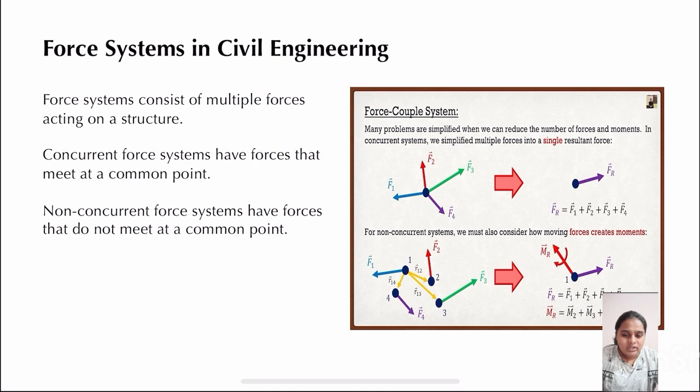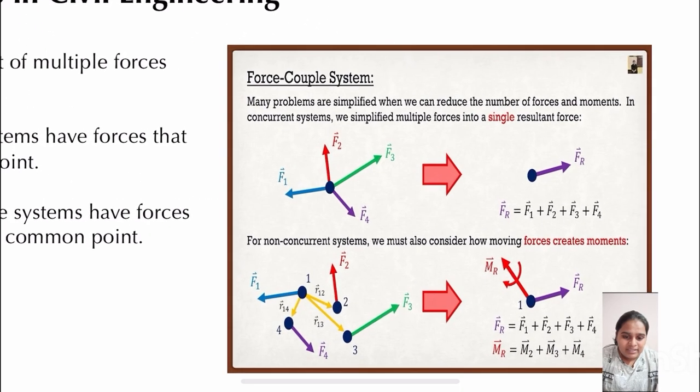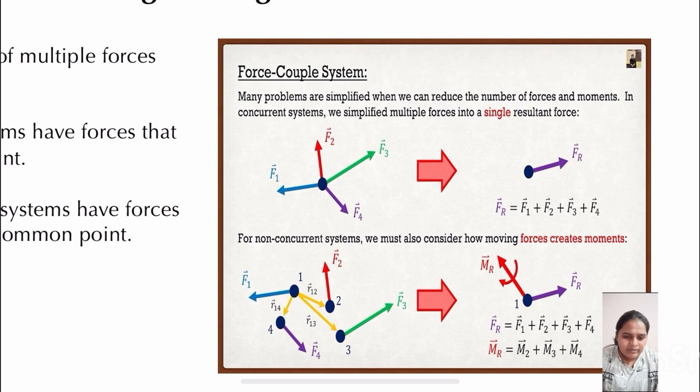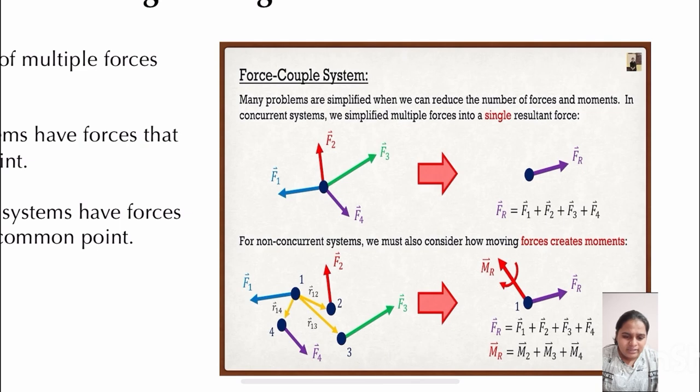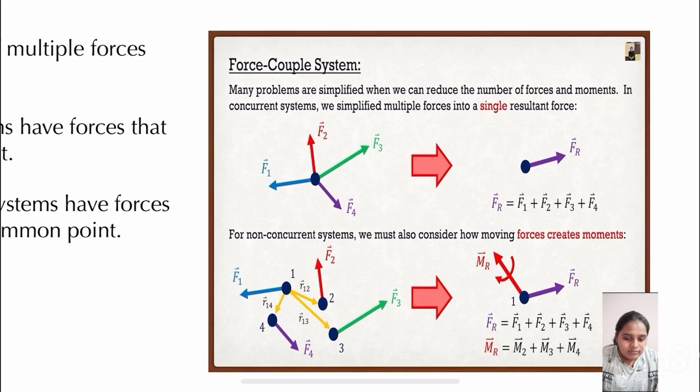Force systems in civil engineering. A force system consists of multiple forces acting on a structure. A concurrent force system has forces that meet at a common point. Non-concurrent force systems have forces that do not meet at a common point. Force couple system. Many problems are simplified when we reduce the number of forces and moments. In a concurrent system, we simplify the multiple forces into a single resultant force. For a non-concurrent system, we must also consider how moving forces creates a moment.